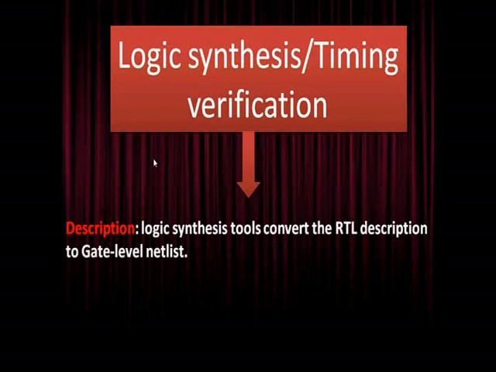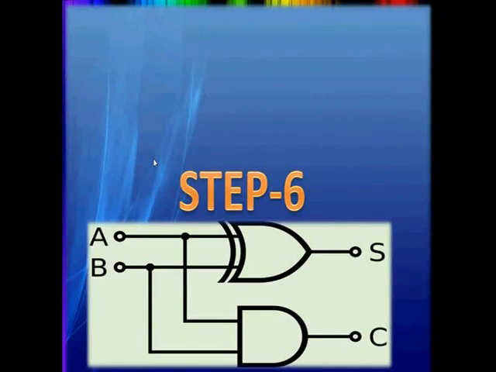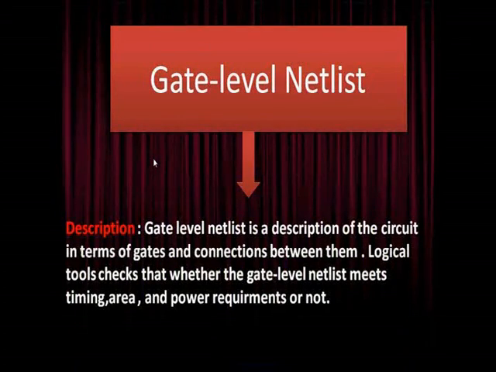Step 6. Gate level netlist. In the gate level netlist, the circuit is described in terms of gates and how they are connected from one circuit to another circuit, or one component to another component.